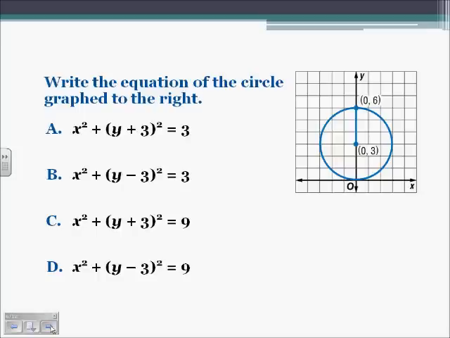So again, we can eliminate A and B. Our x is at 0, so the x squared is good. And our y is at positive 3. So we know in our standard form, we always take the opposite of what our two points at the center are. So it's going to be x² + (y − 3)² = 9. So our equation will be D.